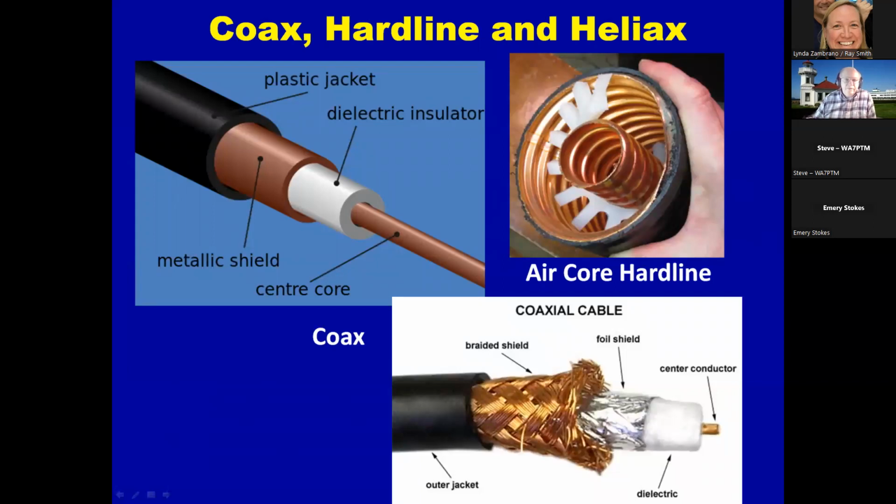Helix is a type of hardline that is not air core; it says dielectric instead. So you've got your center core conductor, and you've got an insulation between it and the shield on the outside of the coax, which is going to be your grounded side of the coax. And there's a pretty good picture there in the lower right of an actual cable, what it looks like.